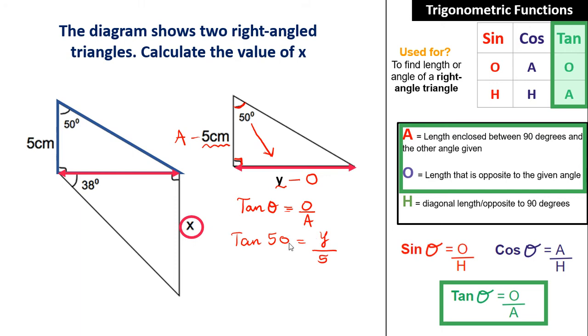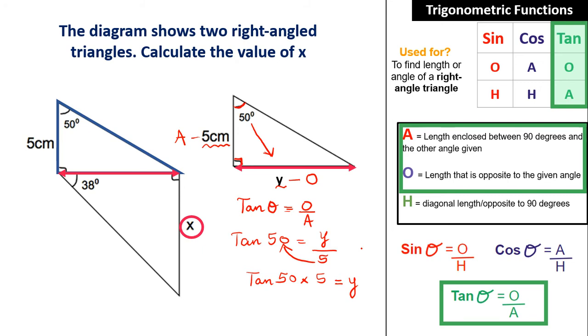Now, how do I solve this? In order to solve this, you can see that when I take 5 to the other side, what happens? Because 5 is being divided with the y, when it goes to the other side, it becomes multiplication. So I have something like this, tan 50 times 5 equals y.